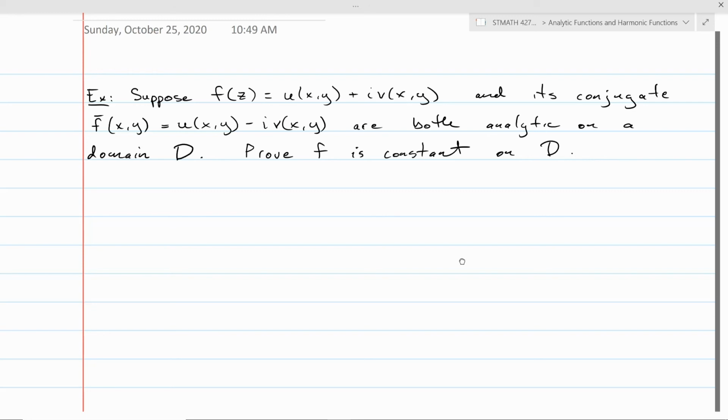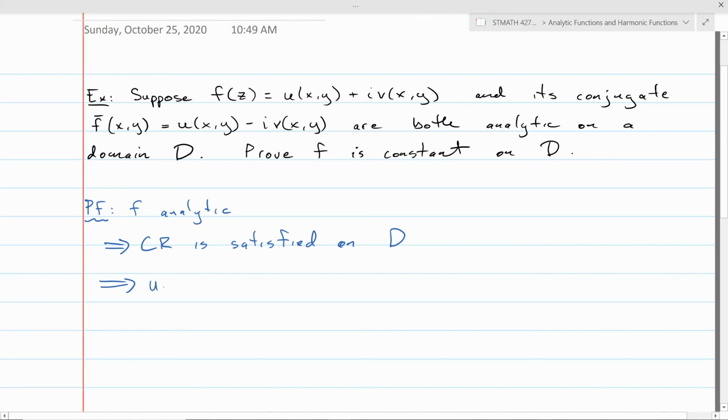Now the way that we're going to prove that the function is constant is, you may remember the theorem that we proved a little bit ago that said if you can show that a function's derivative is 0 on a domain, then the function has to be constant on the domain. So that's how we're going to go about it. We're going to prove that the function's derivative is equal to 0. And we can do that by thinking about Cauchy-Riemann. So we know f is analytic, so that tells me that Cauchy-Riemann is satisfied on D.